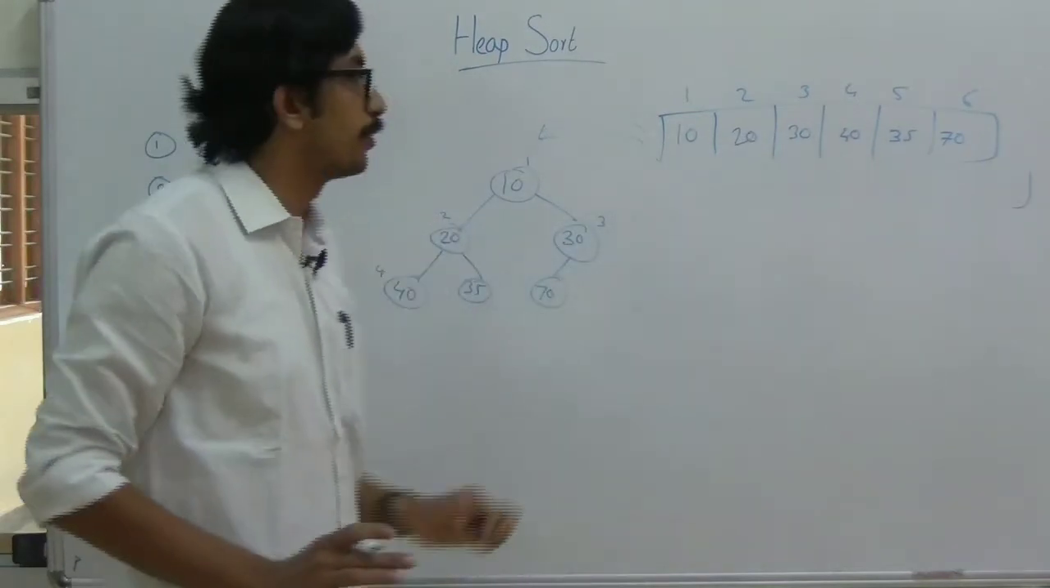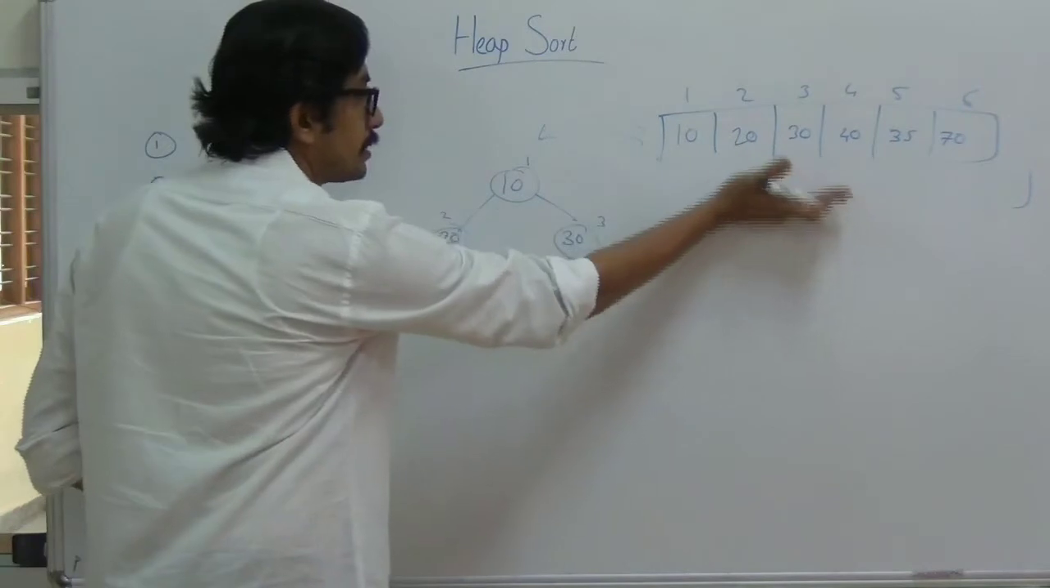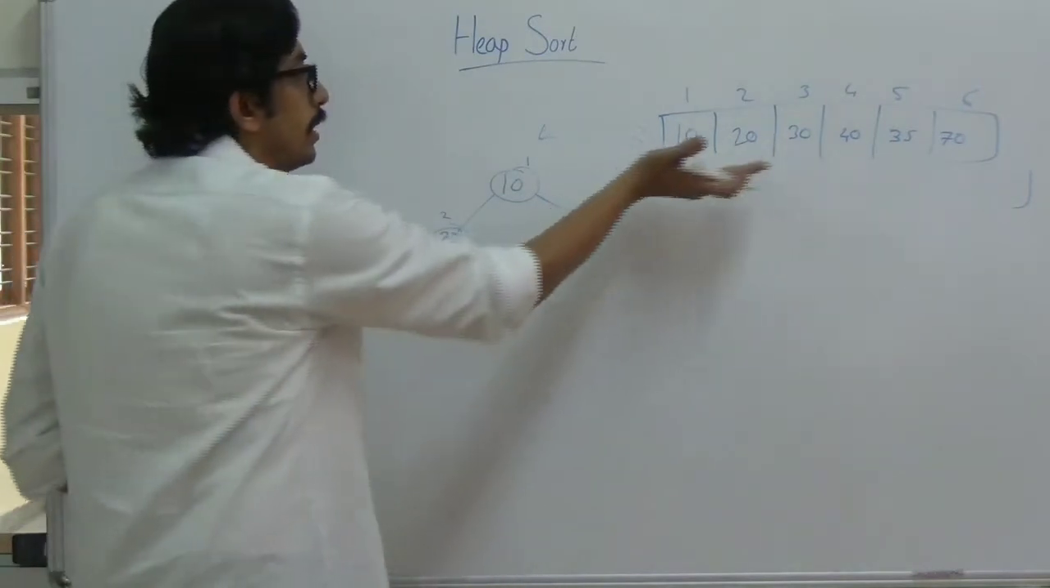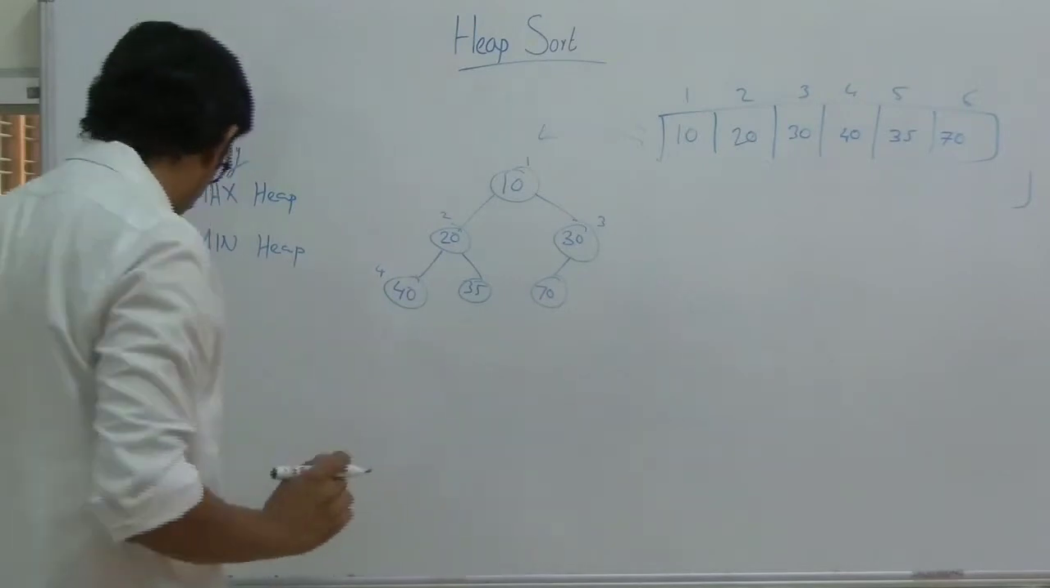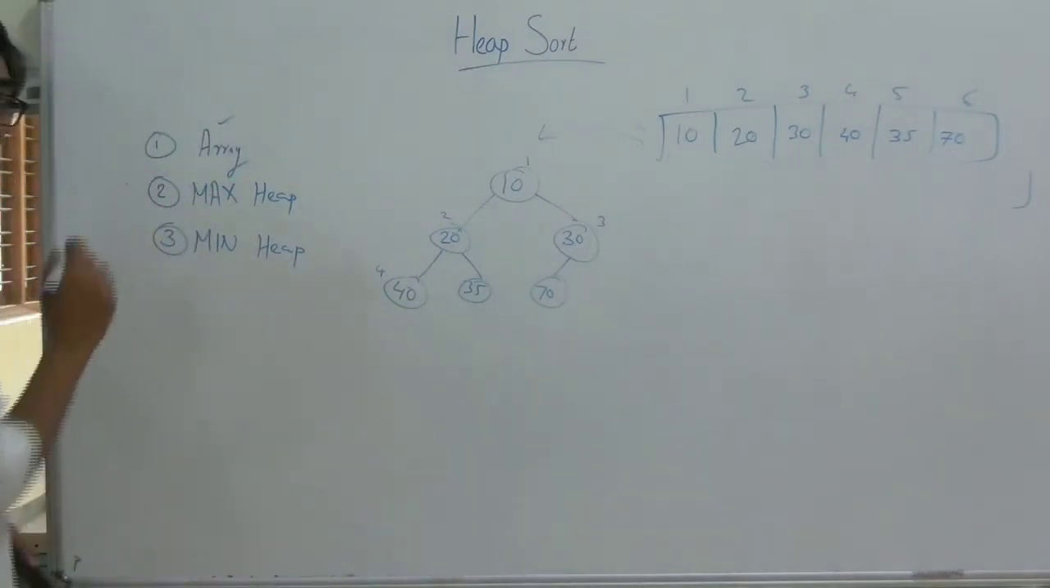I hope it is clear for you. So this is how you can construct or visualize an array as a binary tree. I hope it is clear for you. Now we'll see what is max heap and what is min heap.